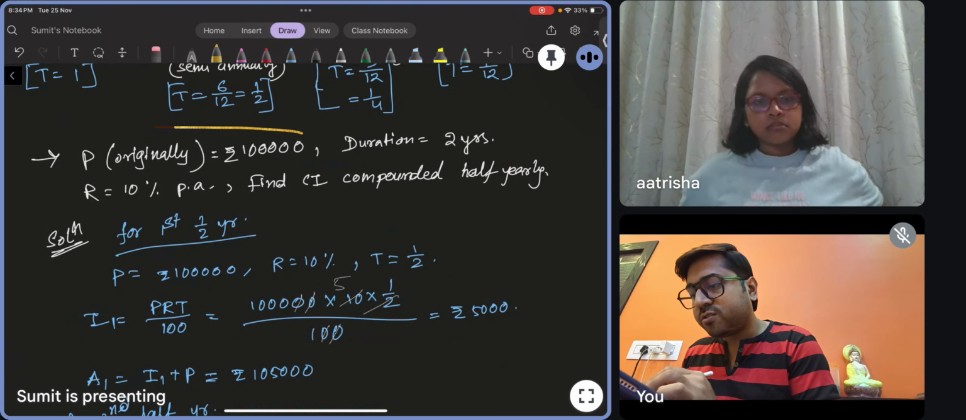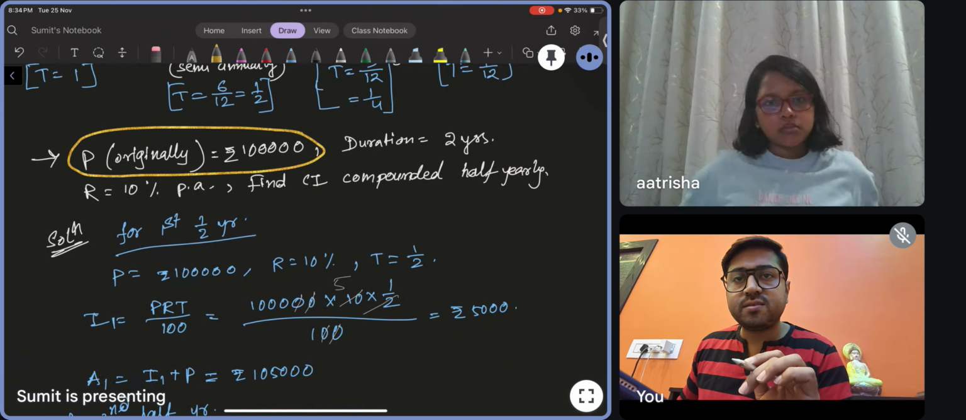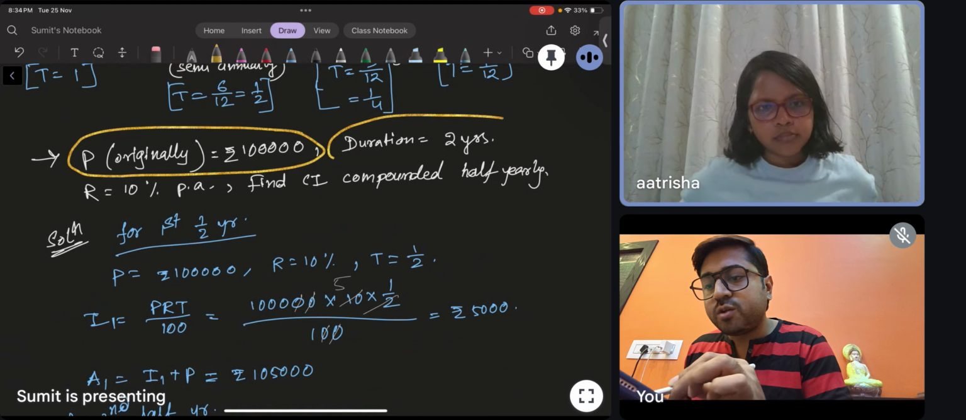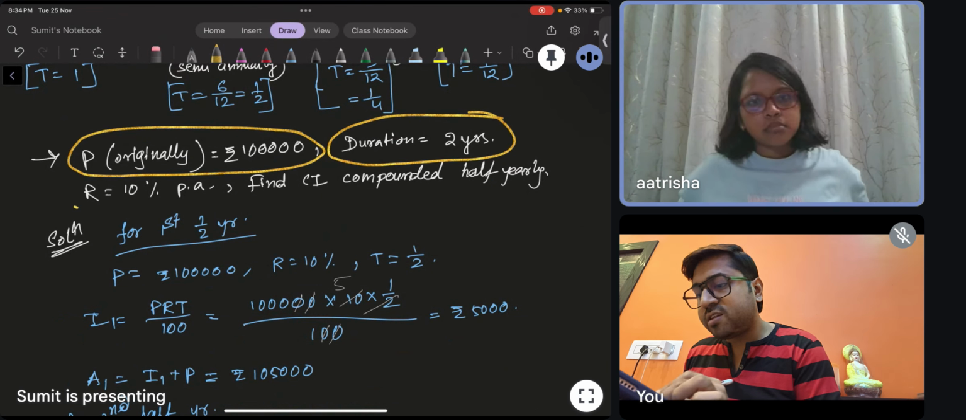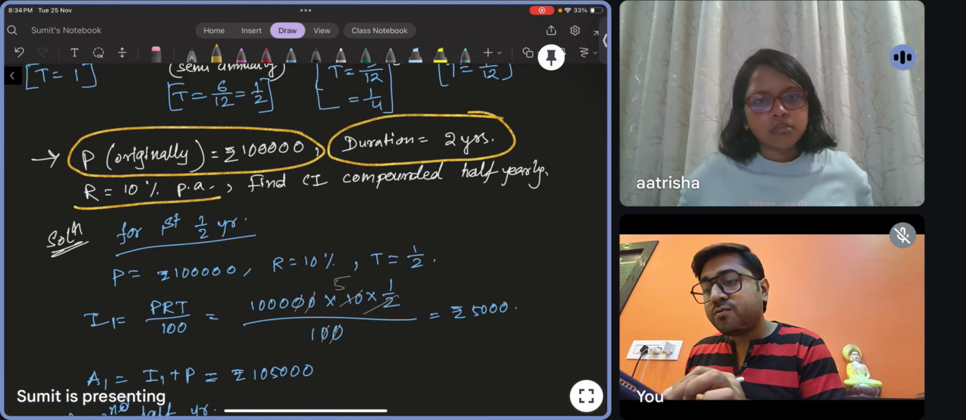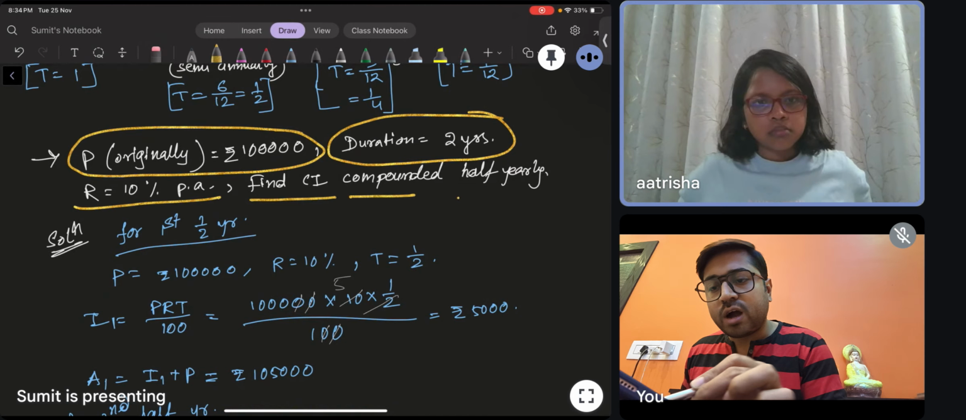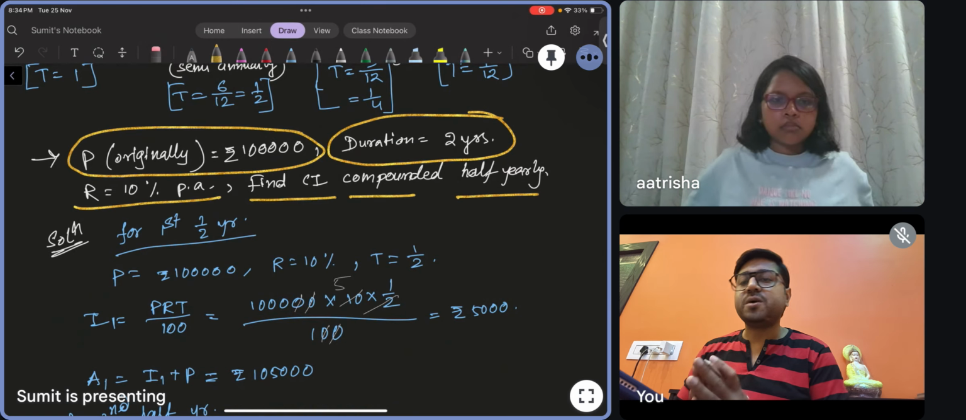Principal given, how much? 10 lakh, right? Duration how much? Duration 2 years, clear? Rate of interest is 10%. Find the CI, compounded half yearly. What is meant by that?